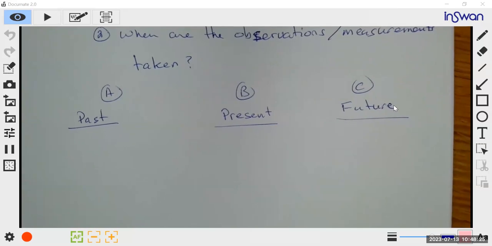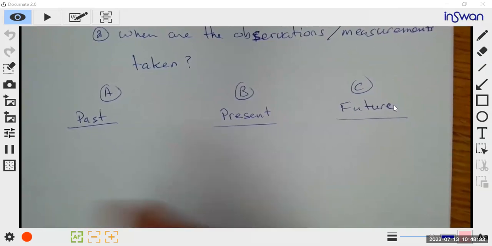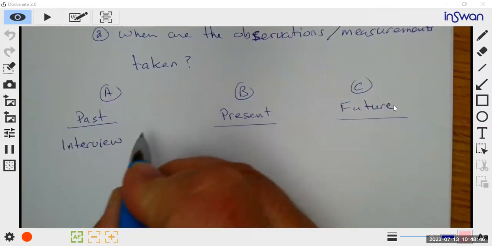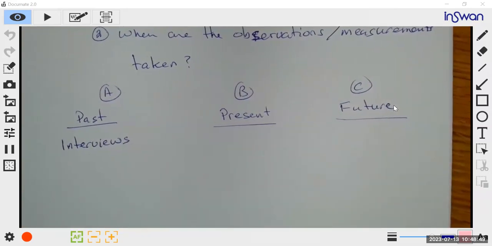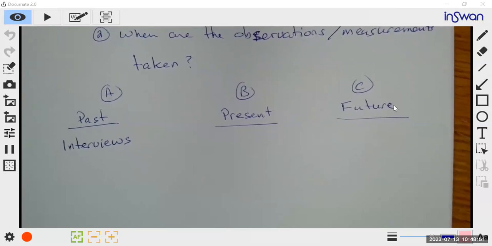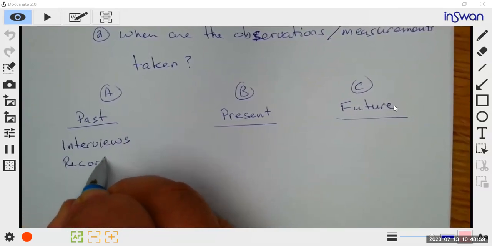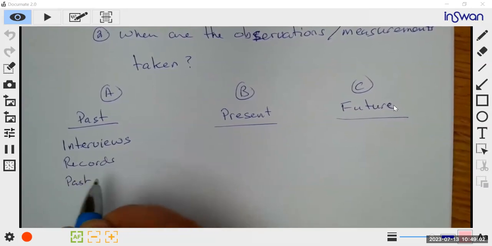Can you get information, data from the past? How? Okay, but what research would you do to get it? Research isn't for all of them, but what would you do physically? What would you do to get information from the past? Interviewing. And what else? Where else can you get information or data from the past? Past studies is good, but yeah. Records, past studies.